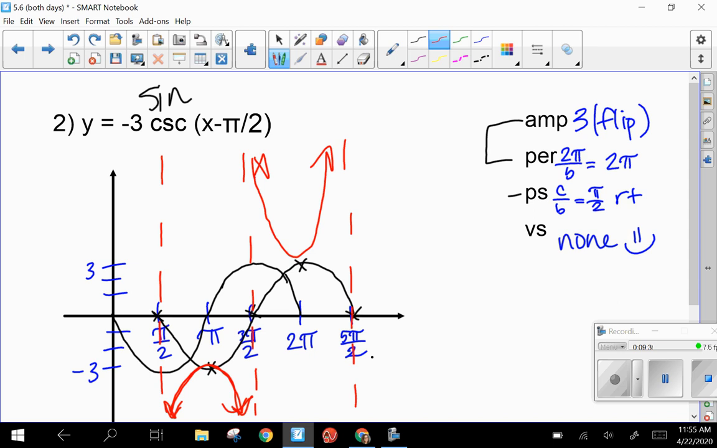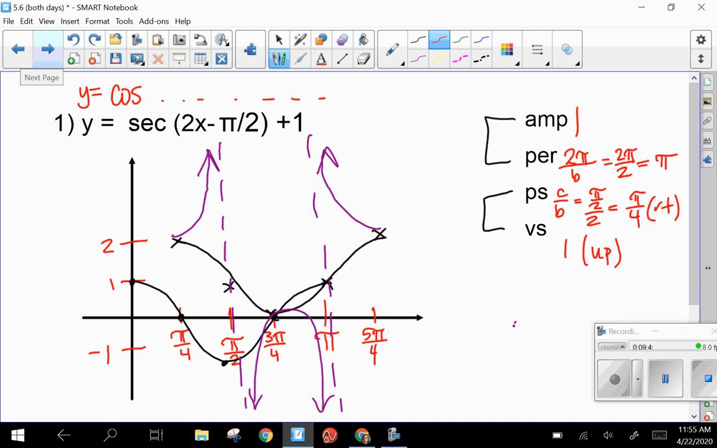So red curves and red asymptotes are final answers there. You'll notice I had to draw 3 asymptotes for cosecant, and we just end up having the 2 asymptotes there in 1 wavelength for secant. So, all right, that wraps up section 5.6.